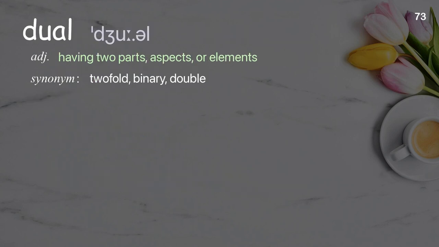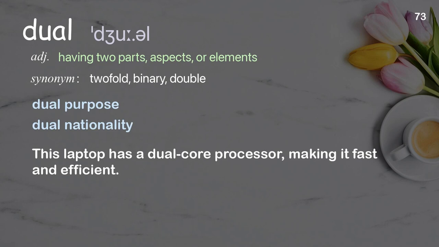Dual: having two parts, aspects, or elements. Examples: dual purpose, dual nationality. This laptop has a dual-core processor, making it fast and efficient.